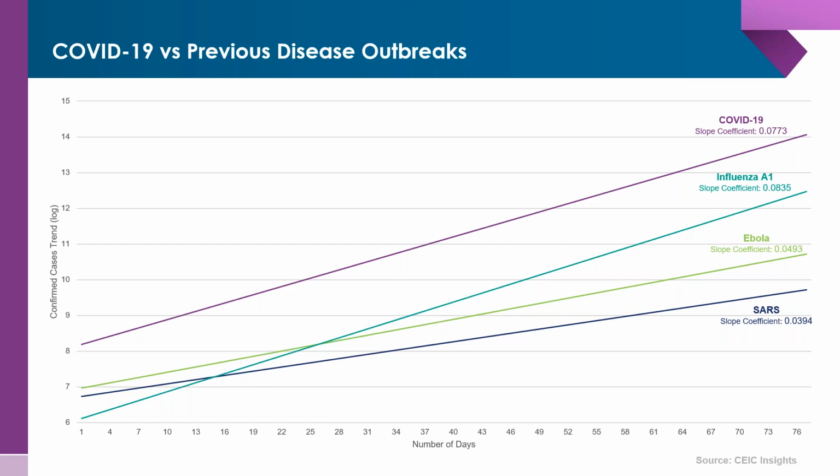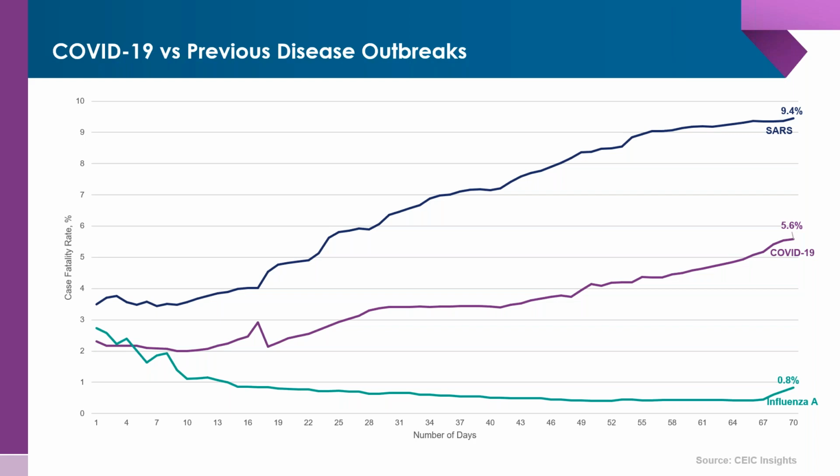So besides the obvious fact that the number of confirmed cases of COVID is much higher, what we can see from the slope of the curves is that the COVID outbreak spreads faster in this period compared to Ebola and SARS, but a bit slower than influenza A1. And on the other chart, in terms of the case fatality rate, measured as the percentage of deaths to confirmed cases, the COVID rate is much higher than that of influenza A1, but is half of that of SARS in the same period.